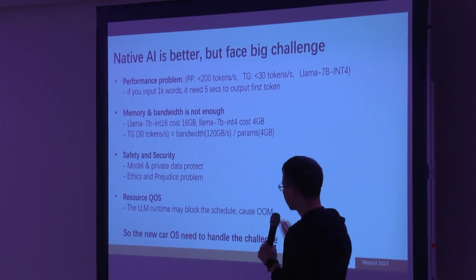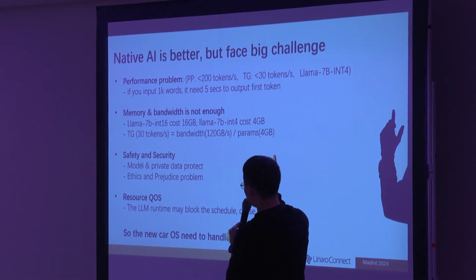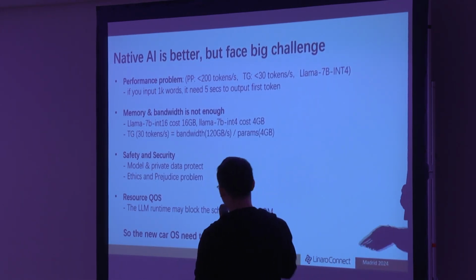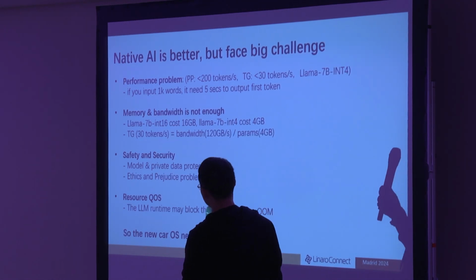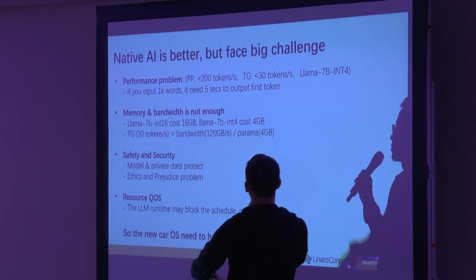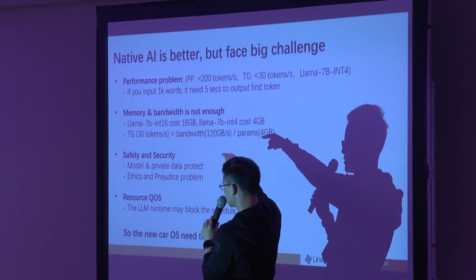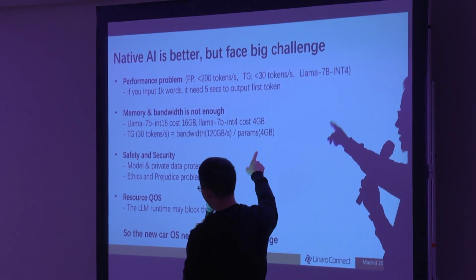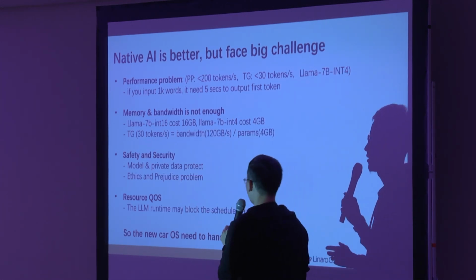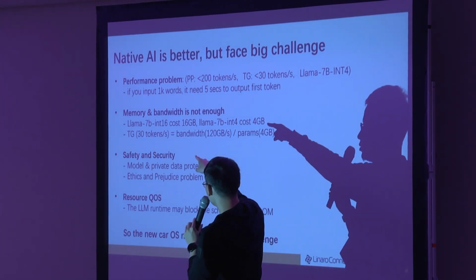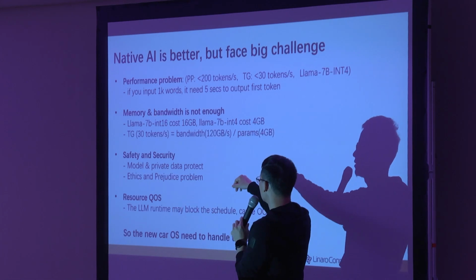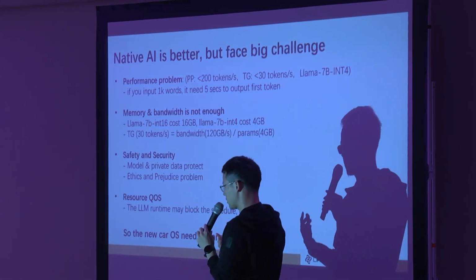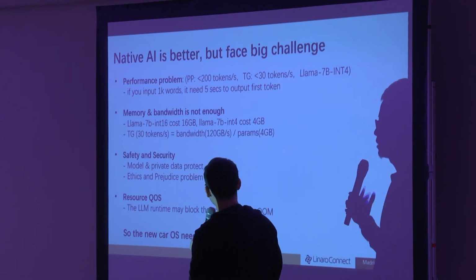So native AI is better, but faces big challenges. Yes, I gave some summary. They have 4 big challenges. The first one is the performance problem. You see, PP means prompt processing, TG means text generation. The performance is very, very low compared to the cloud AI. So if you input one keyword to the general AI and ask it a question, you need at least 5 seconds to output the first token.